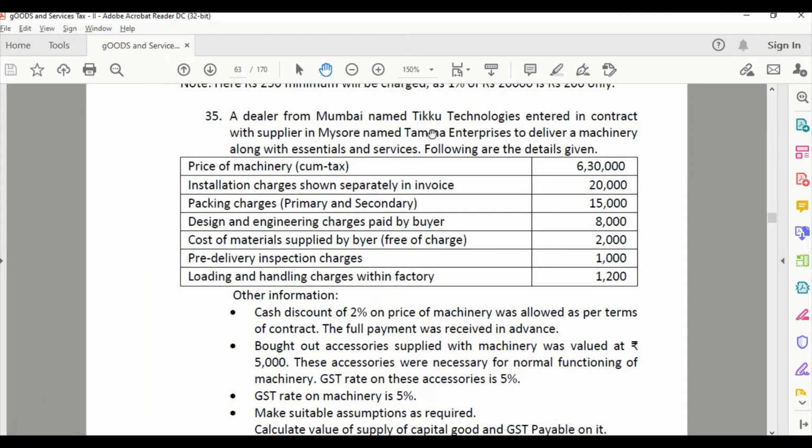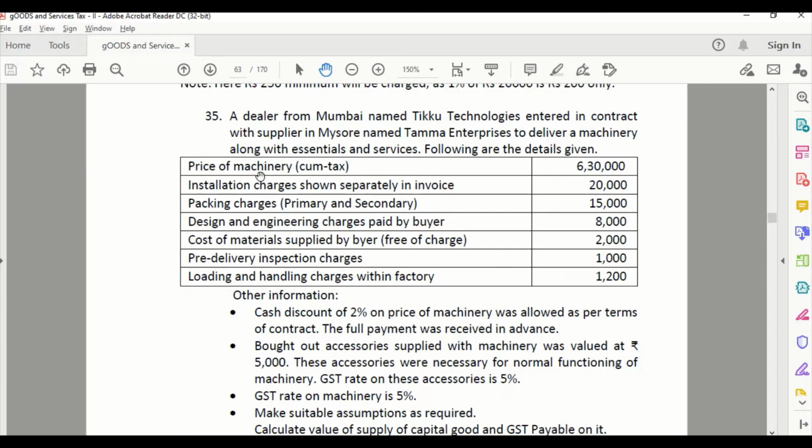A dealer from Mumbai named Tikku Technologies entered into a contract with a supplier in Mysore named Tama Enterprises. What can we understand? This is an interstate transaction. Goods are traveling from Mysore to Mumbai. And what is that good? To deliver a machinery along with essentials and services. So it is machinery, it is a capital good. Some accessories are there, and then some services. These services may not be included in the price.